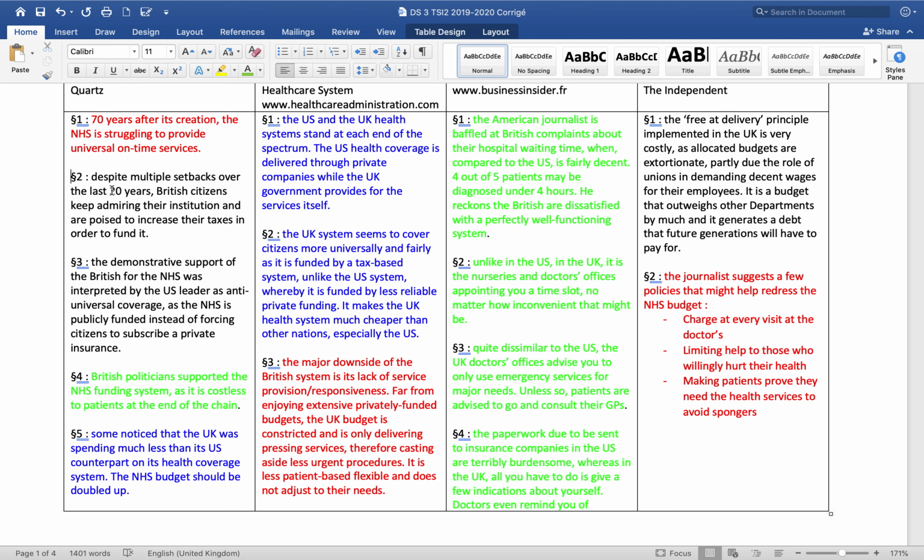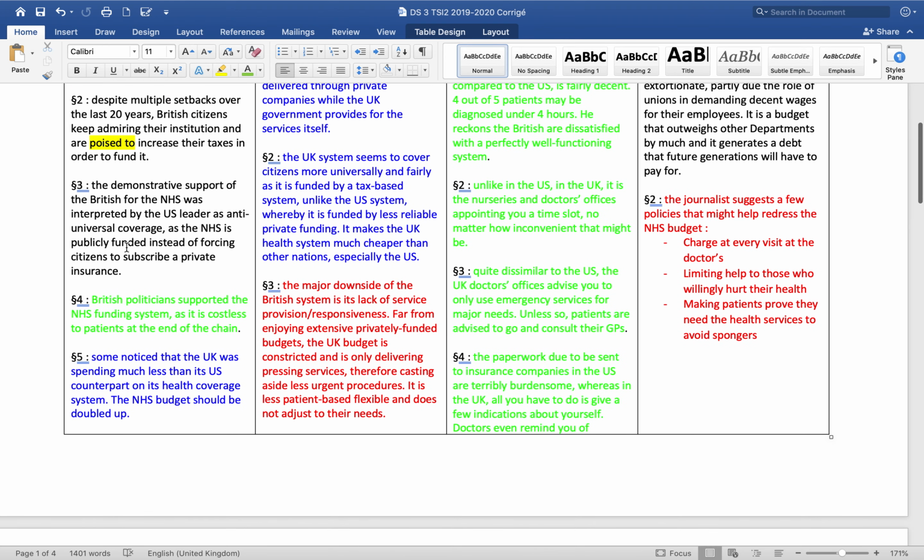The second paragraph was telling you that despite multiple setbacks, which means failures over the last 20 years, British citizens keep admiring their institution and are poised to increase their taxes in order to fund it. Now, when you are poised to do something, it means you are ready to do something. That's a nice way to say this differently. So people are ready to pay more in order to help their social security because they have great admiration for their hospitals and for the doctors and the nurses and paramedics and hospital staff and whatever.